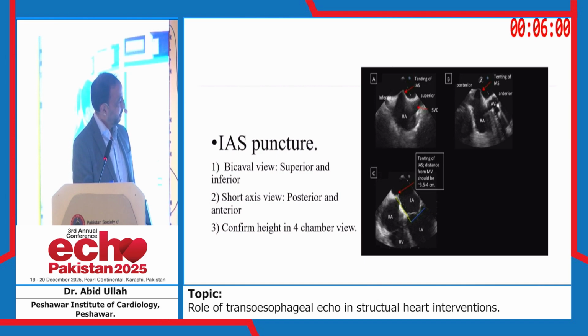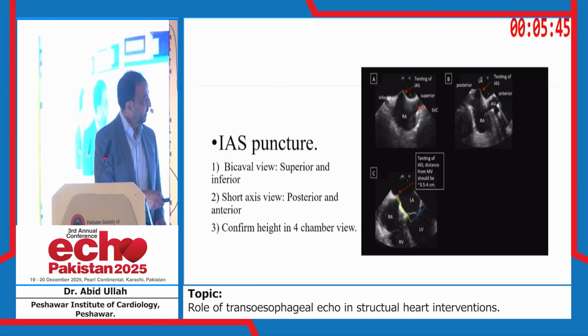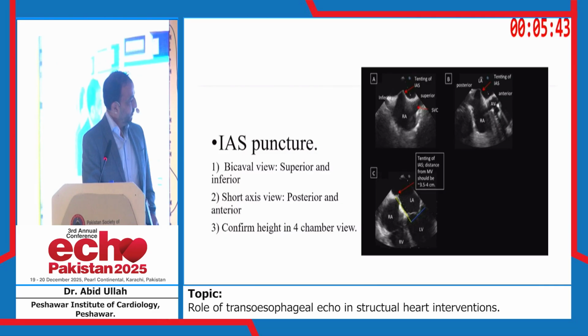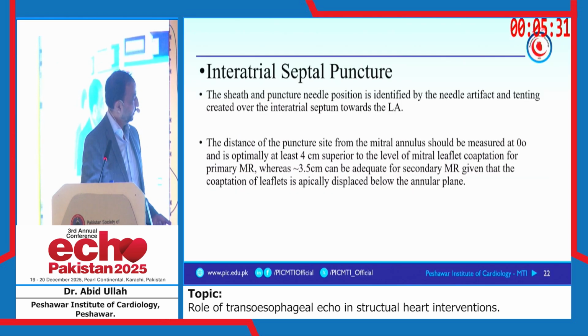You have your bicaval view with your SVC and your IVC, and once your puncture needle is there, you want to pair it with an aortic valve short axis view. The aortic valve is anterior, and you want to be posterior from there to avoid any injury to it. With the 4-chamber view for the height of your puncture site, ideally it needs to be more than 4 centimeters so that you have the proper space for guiding your MitraClip.